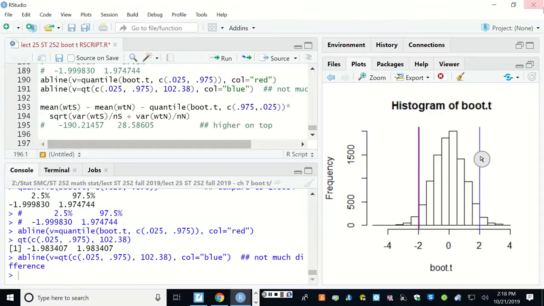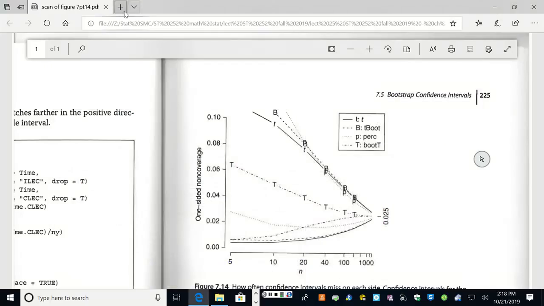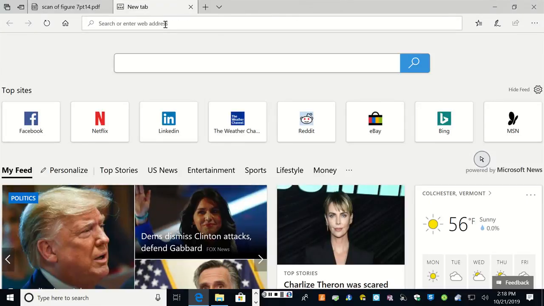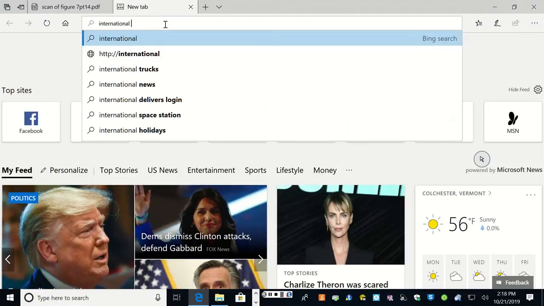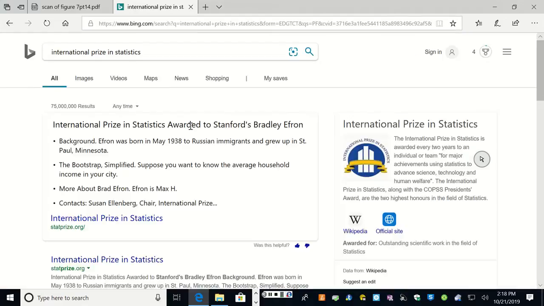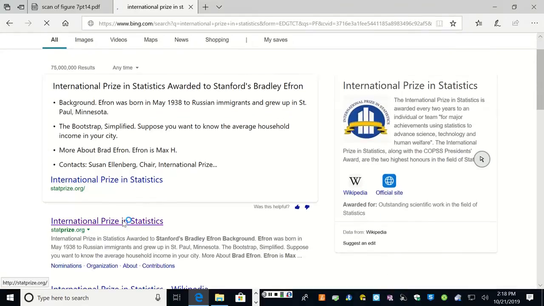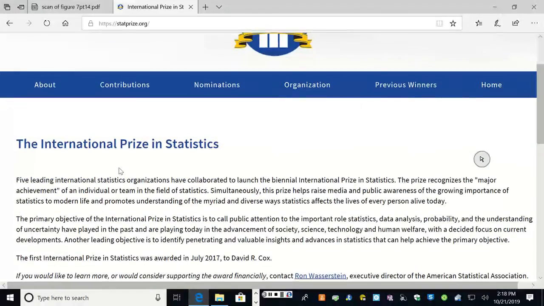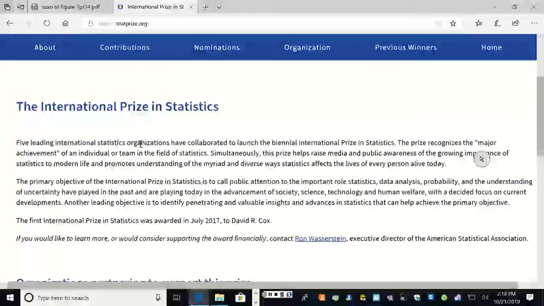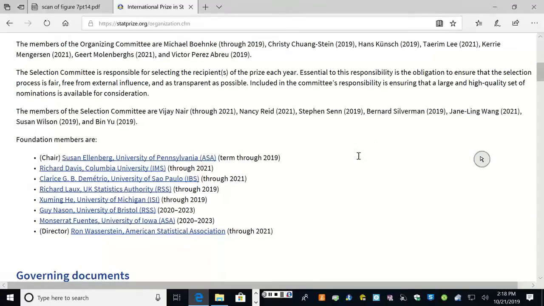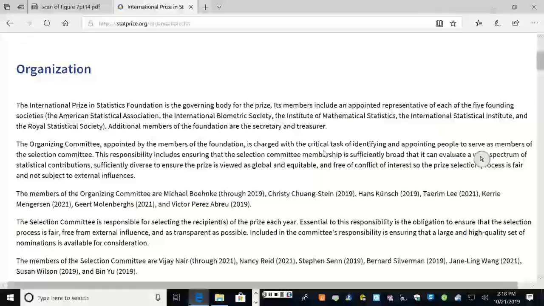So the person that came up with this, there is an international prize in statistics. Prizes for a number of things, right? There's 5 leading international statistical organizations.